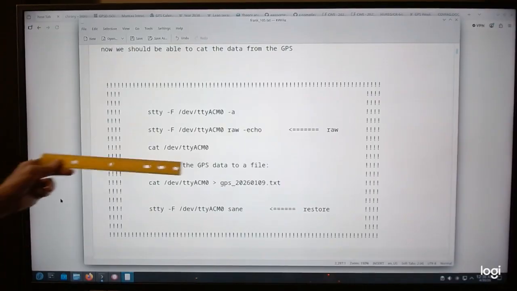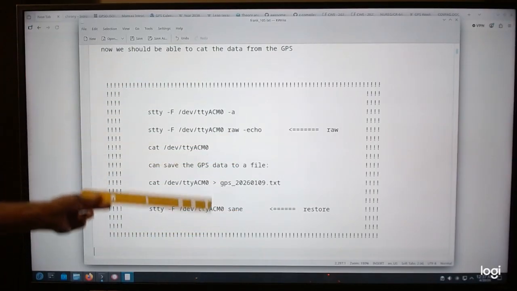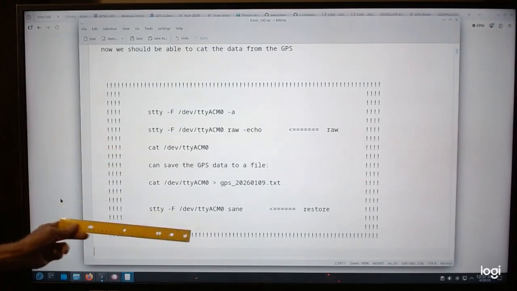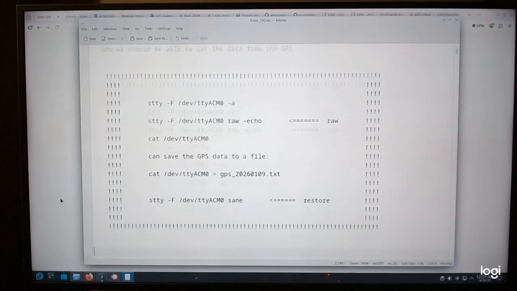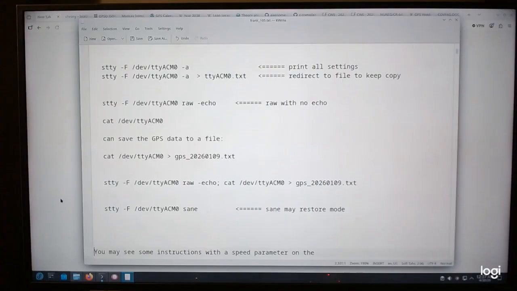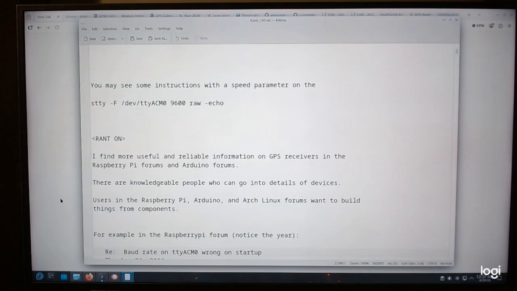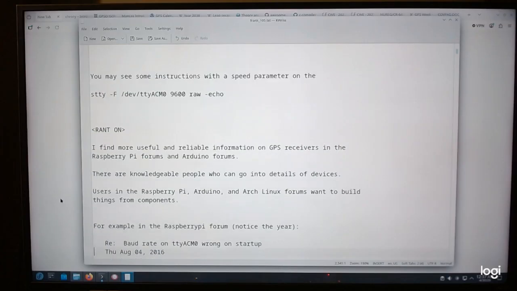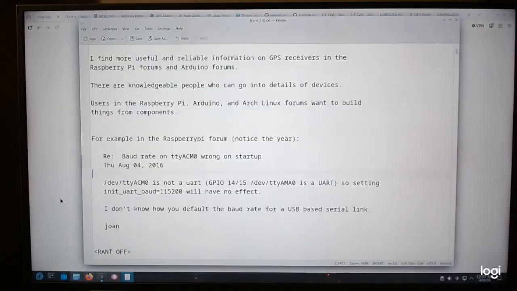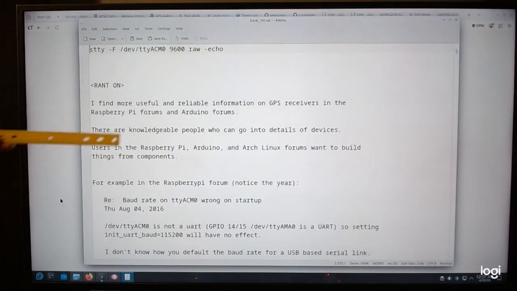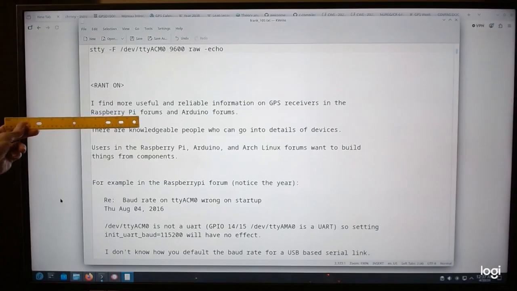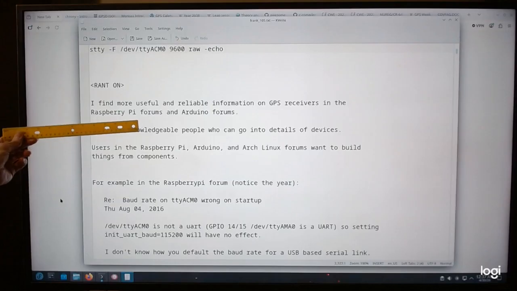Yeah, this is my commands right here. That's what I'm using. You may see some instructions that have a speed parameter, but it usually does not have an effect on these ACM devices. Now, I do find some useful and reliable information on the Raspberry Pi forums and the Arduino forums.